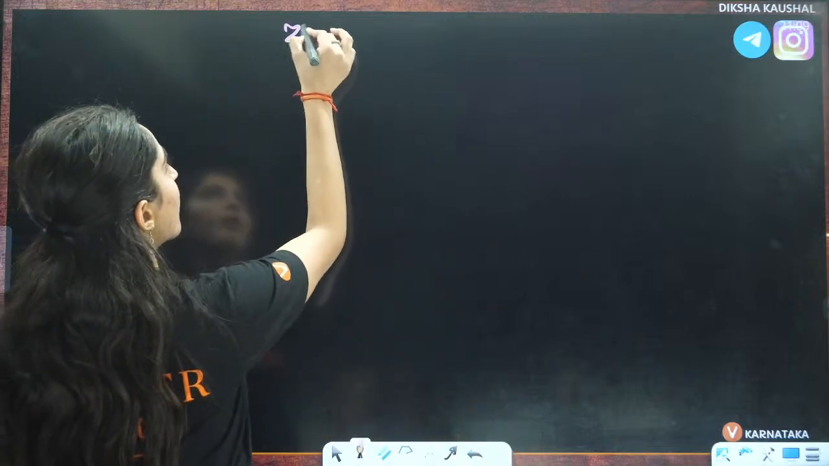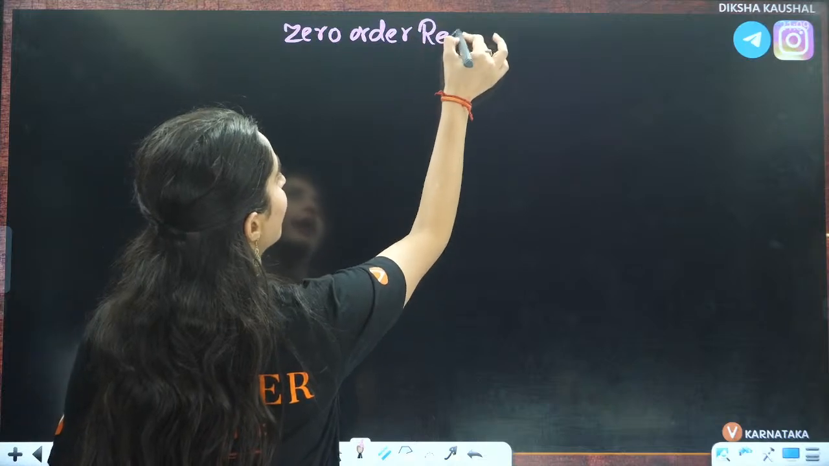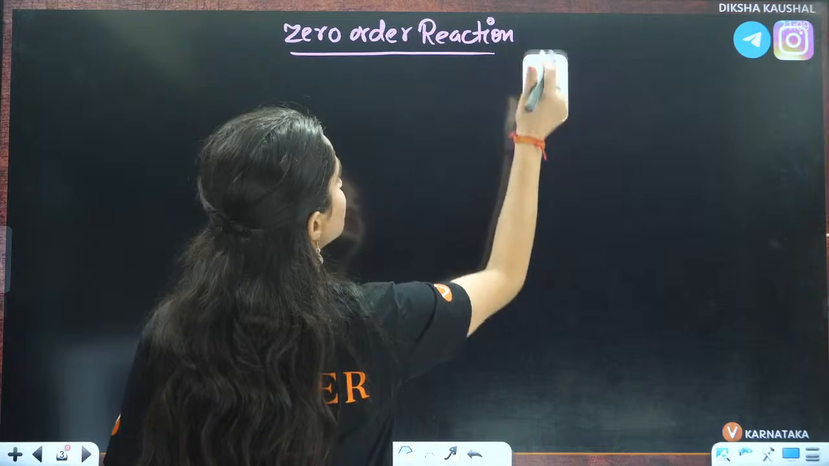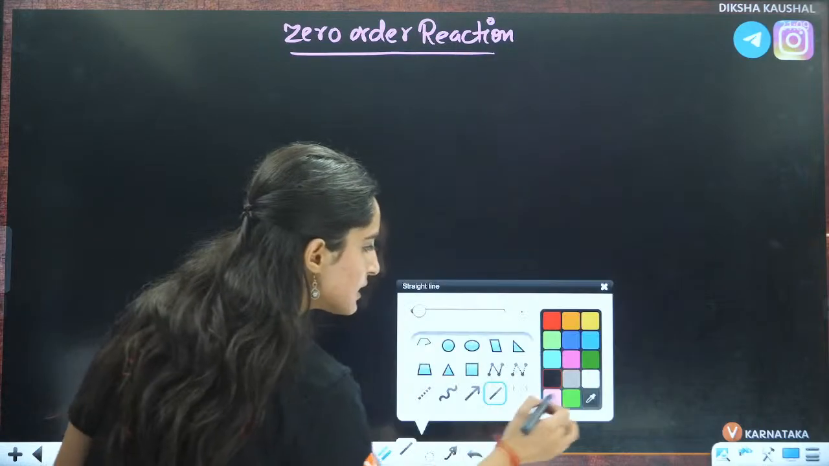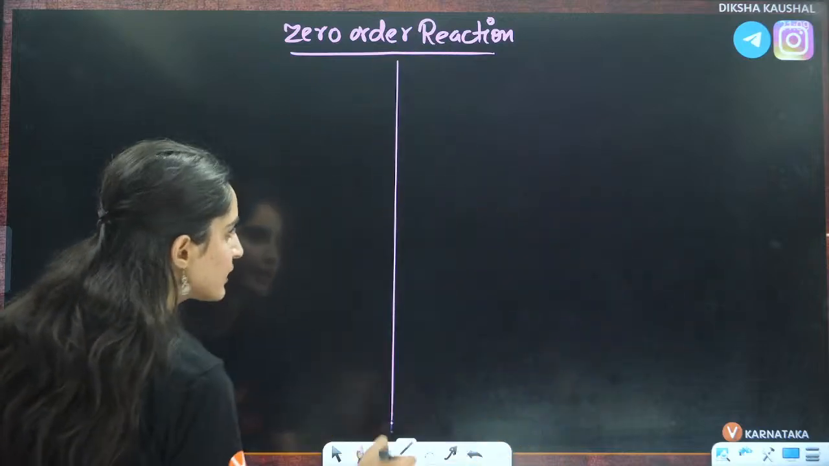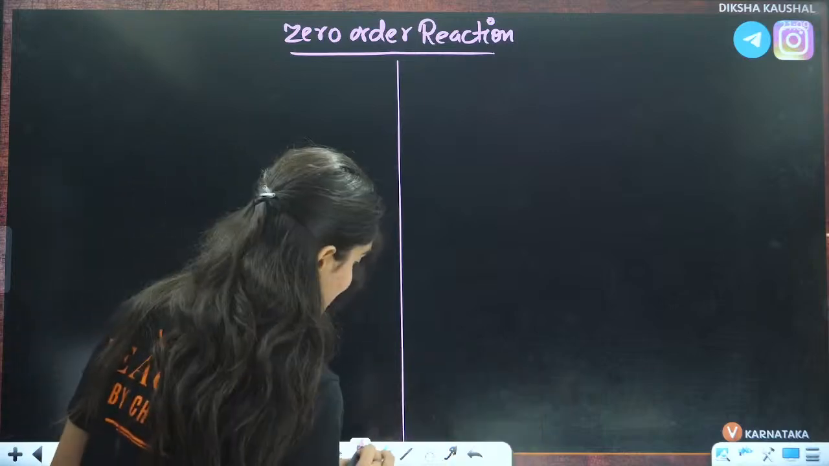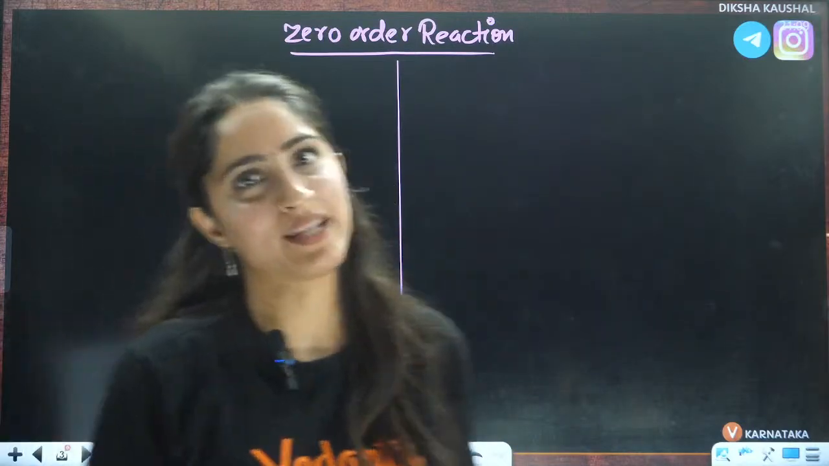So let us talk about zero order reaction. We will also talk about the graphs here. Zero order reaction. Now, let us draw a line here so that we are able to finish this off and our notes become really crazy and very beautiful notes you can get.